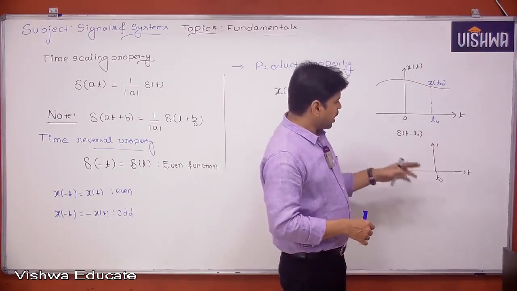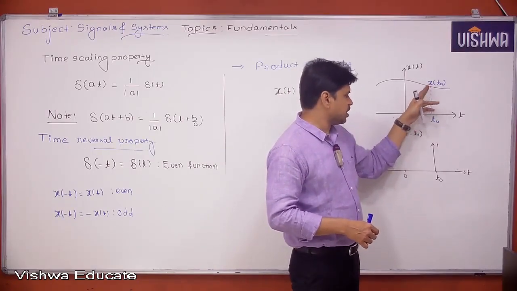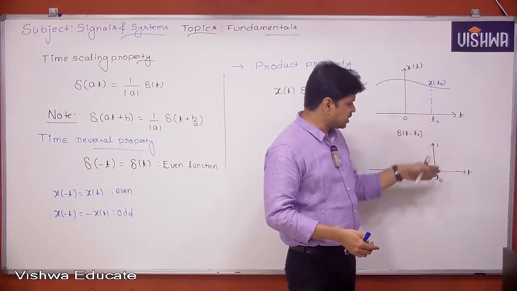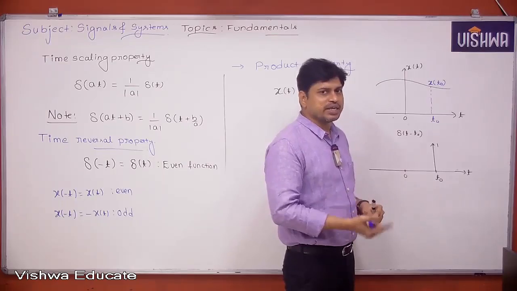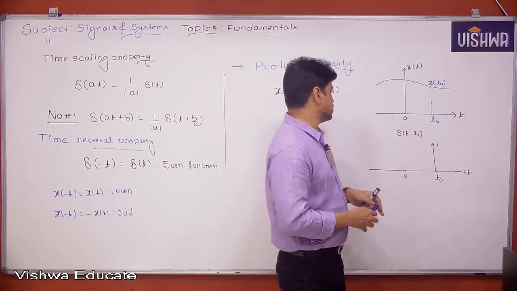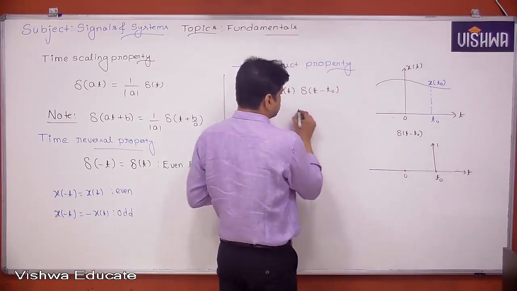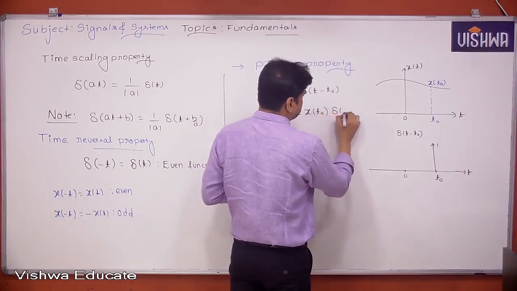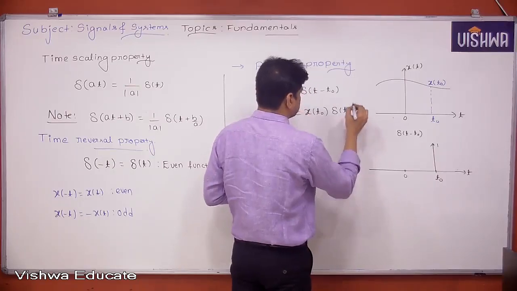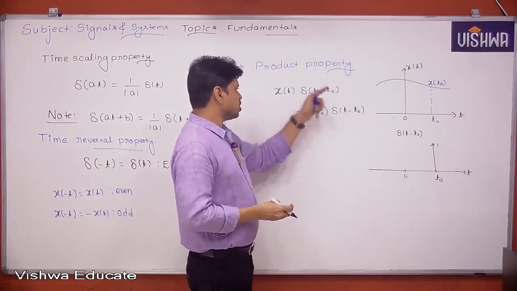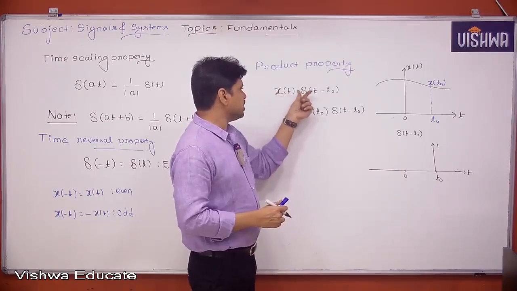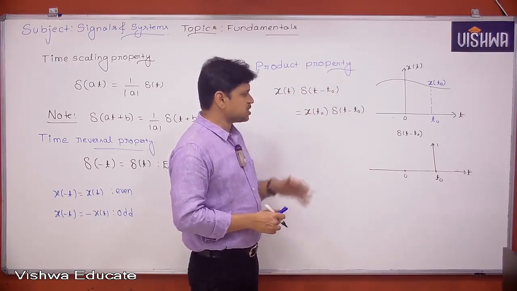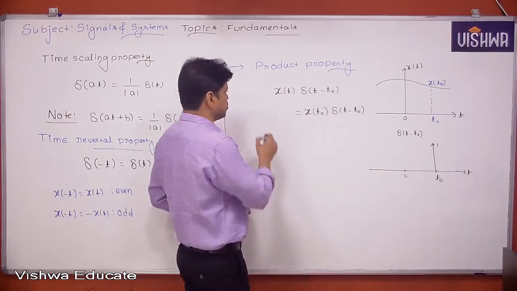That means at t naught, x of t naught multiplied with infinity is going to be infinity, which means we have an impulse function at t naught. But what if I ask what the area of that impulse function is? That is nothing but x of t naught. So this is equal to x of t naught delta t minus t naught. Remember, in the product property, if any signal is multiplied with delta t minus t naught, then t has to be replaced with t naught. This is one way to say it.